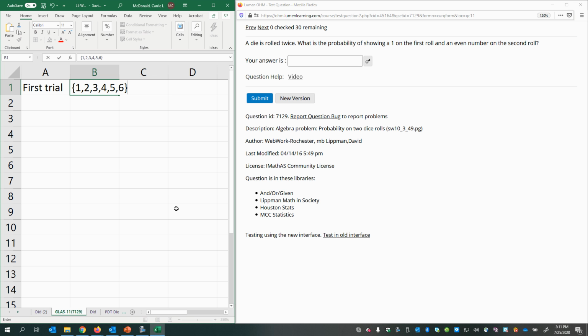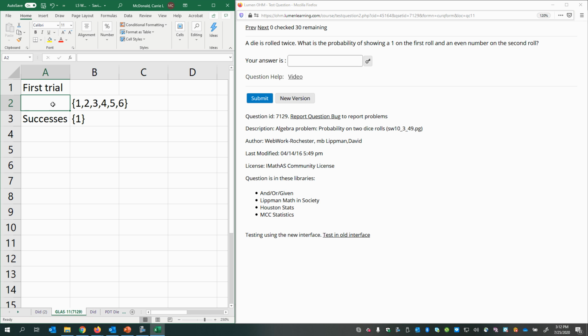And out of those, what would be considered successes or favorable outcomes? The only thing we want is the number 1. So what is the probability of success in that first trial? Let me organize this a little better.